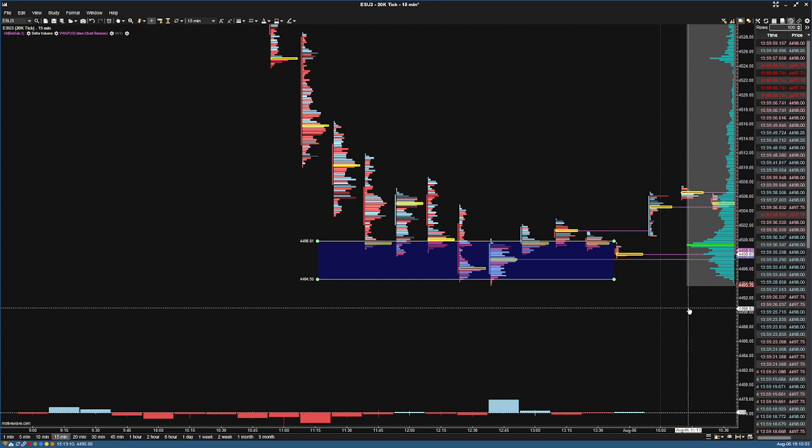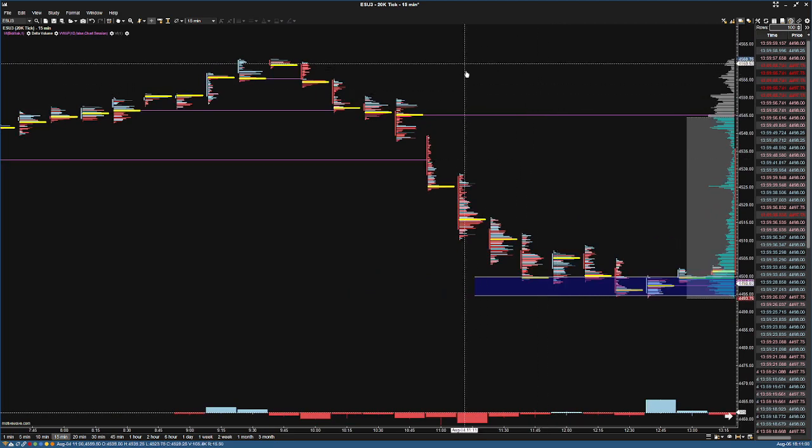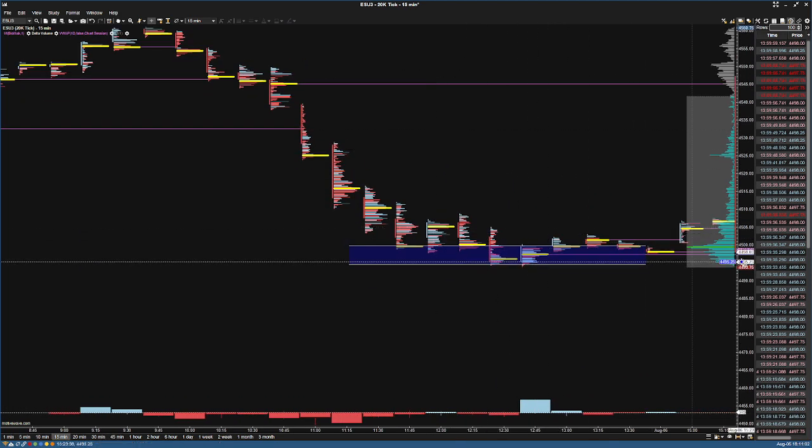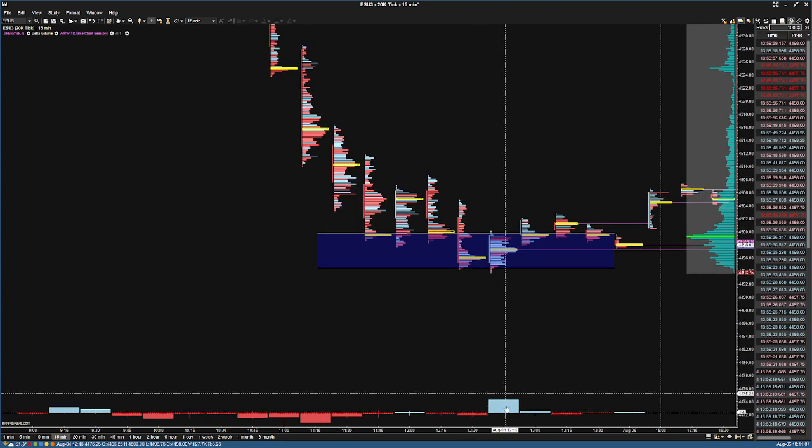So hope that kind of shows it all there. There's some other stuff up here as well, but this is just a really good depiction of what Carmine was showing, just because there's this huge positive delta candle down here.